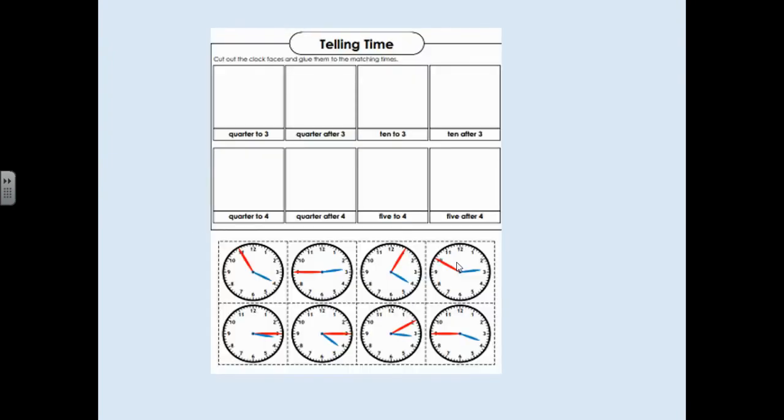Right, pause the video here and please make sure you have downloaded the worksheets from Class Charts or email. Right, this is the first one, it's the first sheet. What you need to do is cut out the clock faces and glue them to the matching times. Now over here it says 3:15. Don't worry about it, it just means it's 3:15. 10 past 3, 4:15, and 5 past 4.